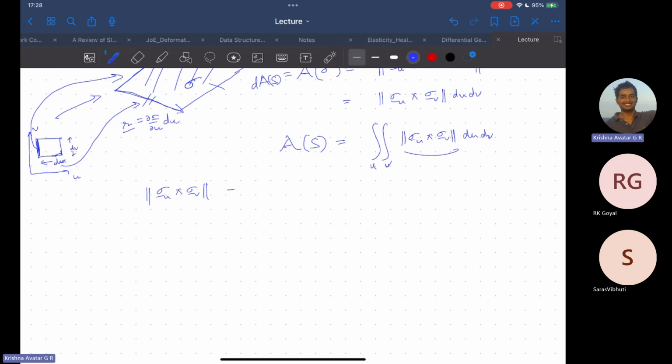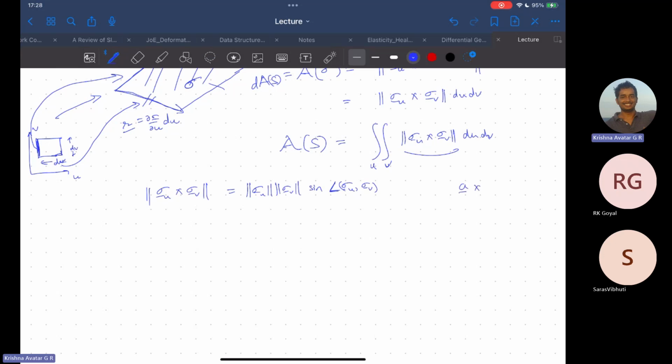So let's go back into some basic vector ideas, right? Vector identities. So one identity was that the norm of σu cross σv is always defined as the norm of σu, the norm of σv, into sine of the angle between σu and σv. That's how we define the norm of a cross product.